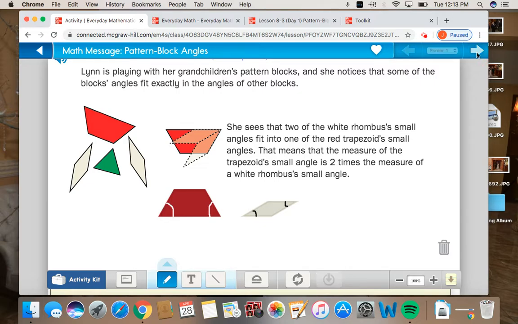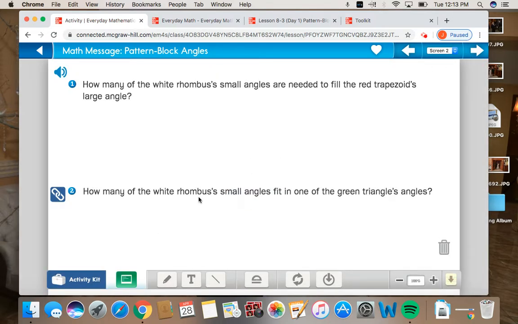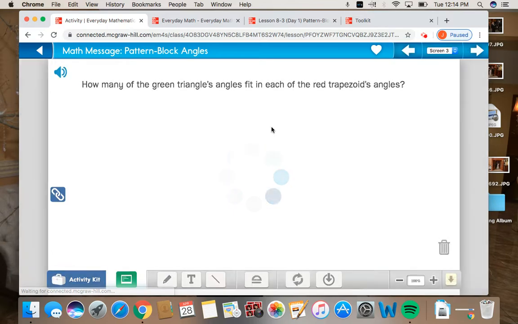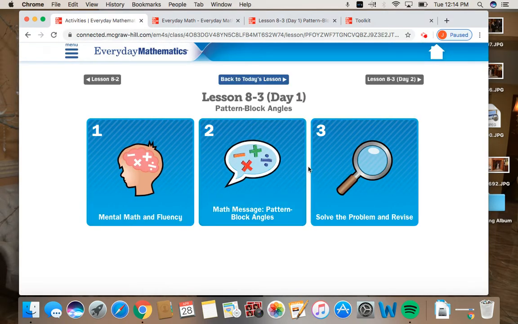So what I would like for you to do is to go ahead and answer number 1, number 2, and number 3 of your math message. And when you're finished with that, come on back and I'm going to show you the answers. So if you're not ready yet to see the answers, then make sure, boys and girls, that you pause your screen because I'm going to go ahead with the answers. So let's take a look.